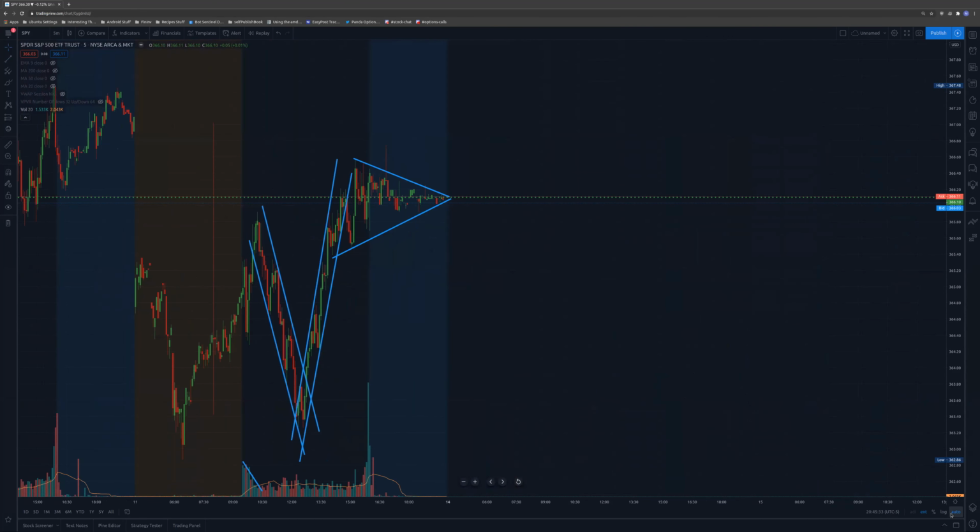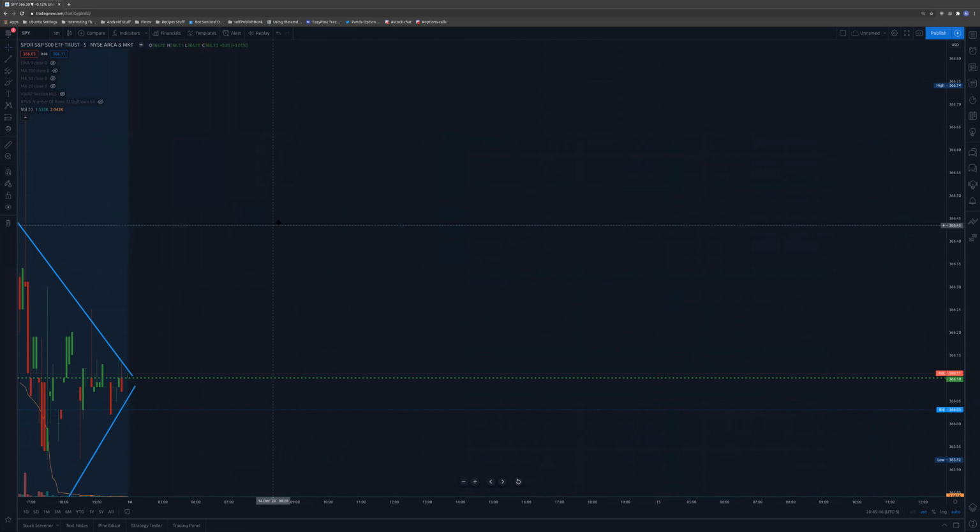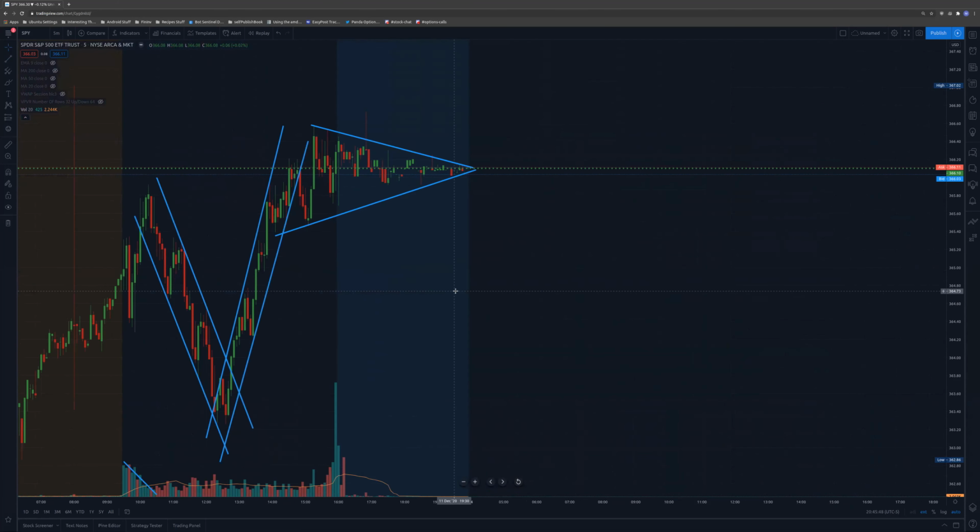Yo, Mo, real quick, why don't you draw that same resistance line that we were talking about earlier? In SPY? Yeah. I was trying to look at that too. Did we fill that gap perfectly on that left side? I didn't even realize that.